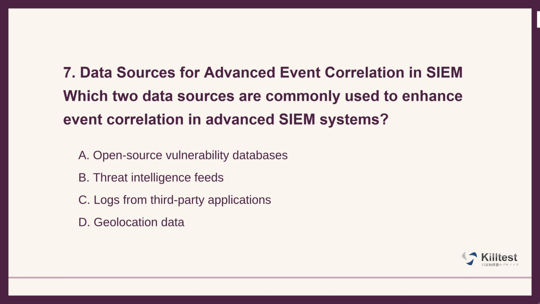So the correct answers are geolocation data helps spot suspicious logins from unusual places. Threat intelligence gives updates on known bad actors, like malicious IPs or domains, adding important context to your analysis.